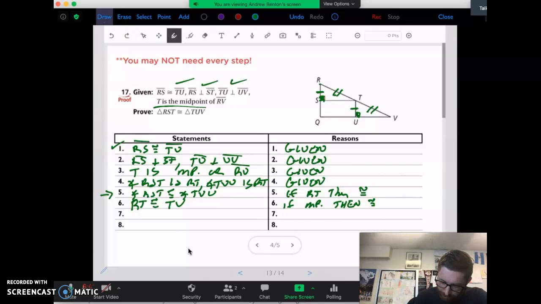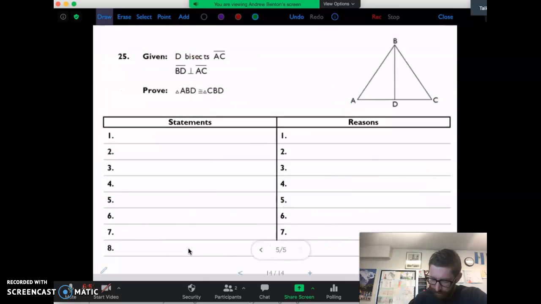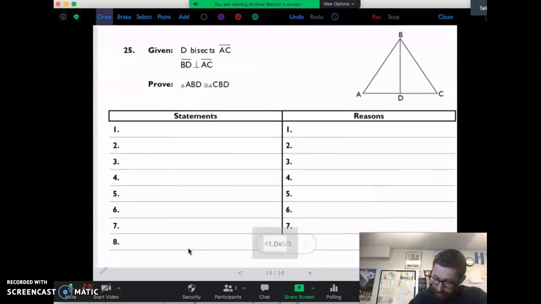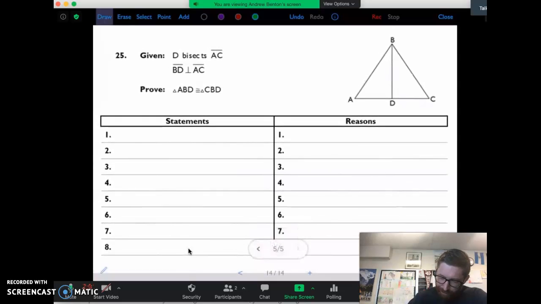So this is going to be triangle RST is congruent to triangle TUV because of hypotenuse leg. Cool. Again, this step 5 is unnecessary. Last step, this is a great proof. Put a little star by this one because this one's probably very much at the level that we want you to be at here.